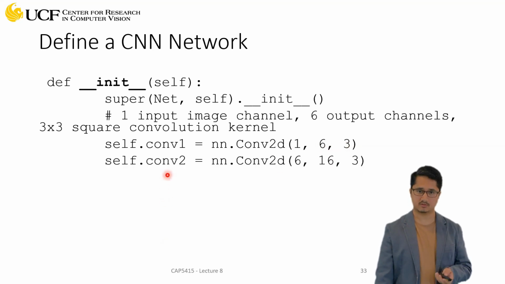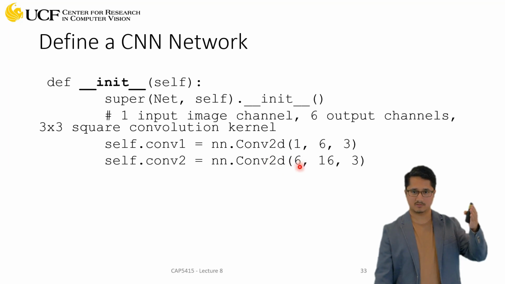Then let's define another convolution layer. The name is con2. Again, it's a 2D convolution layer. And it's saying that whatever activation map is being passed as input to this layer, it will have a depth of 6.